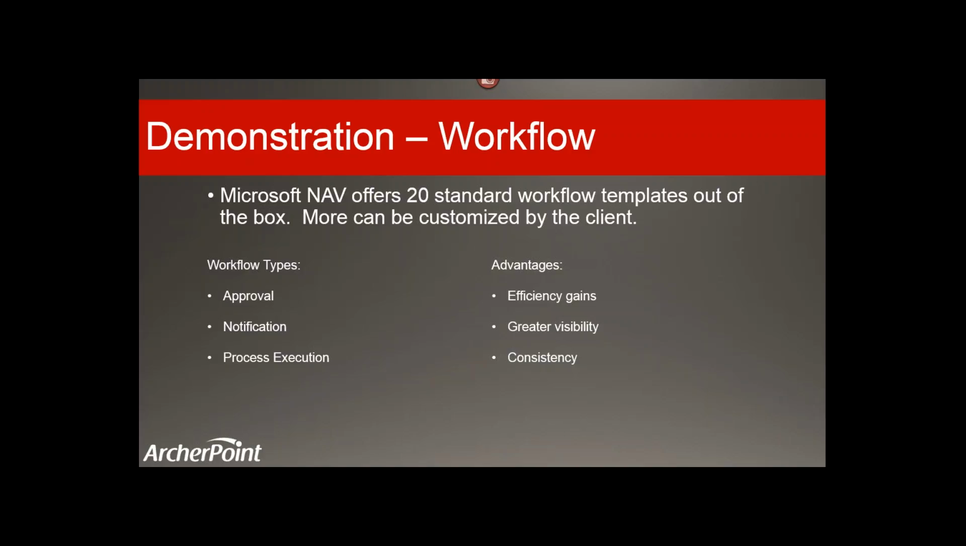The first one is approval. So for example, if you want someone to just be able to approve maybe a customer credit limit increase or a purchase order dollar amount, you can have an approval. Notification is just basically giving someone a heads up that something has happened, not necessarily waiting for an approval. And the third one is a process execution. So you can combine a few steps together with the help of the job queue to make things happen more seamlessly.